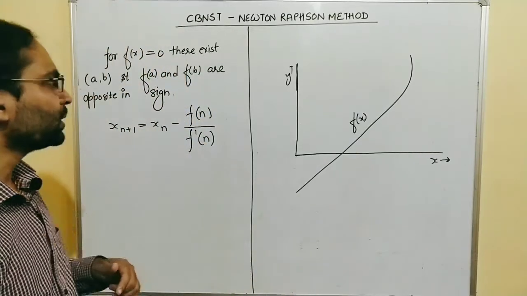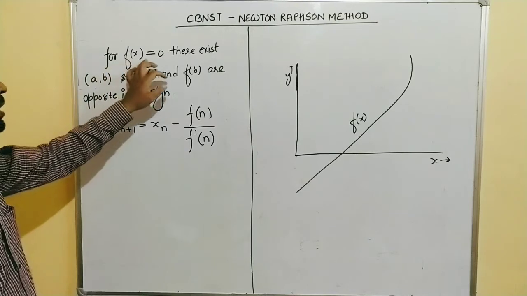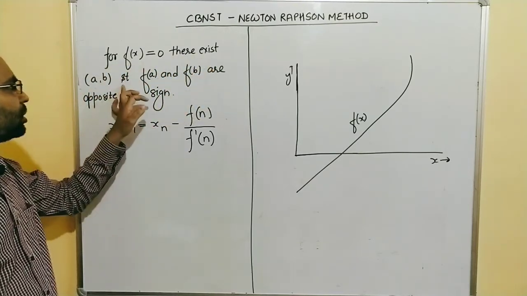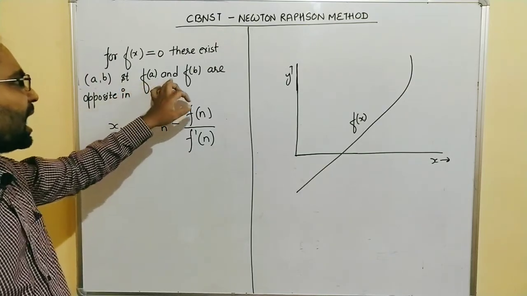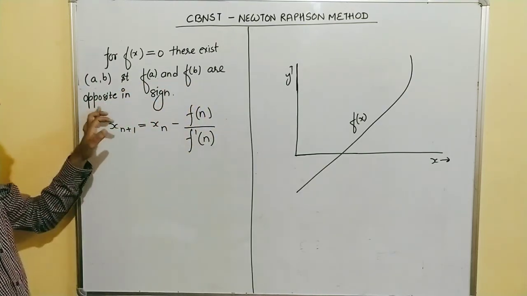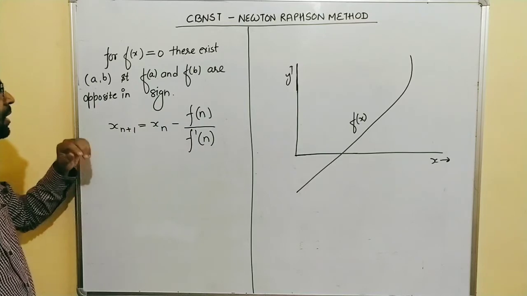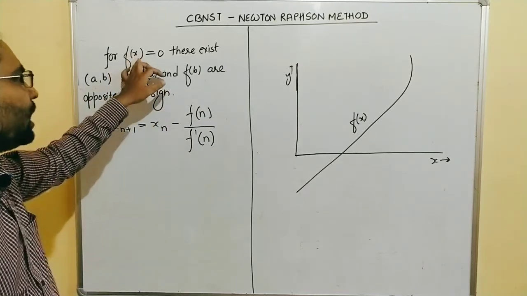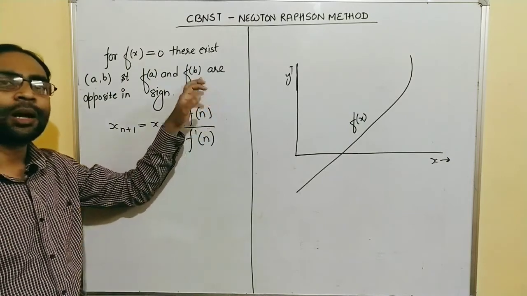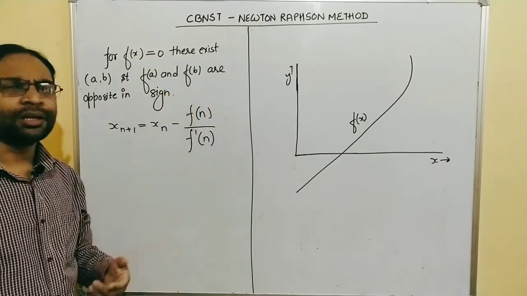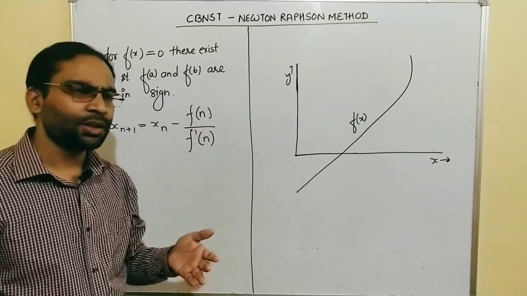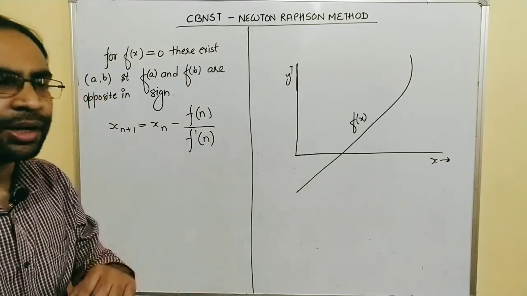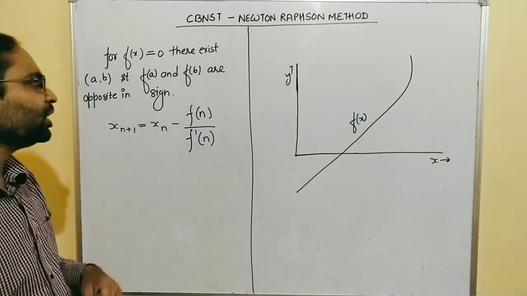So let's say, what is the method? For f(x) equal to 0, if there exists an interval a, b such that f(a) and f(b) have opposite signs. That means if the function's value at one endpoint and the function's value at the other endpoint are opposite in sign, similar to the condition in the previous methods, we have seen this in the bisection, in the regula falsi as well as in the iterative method. So this is one of the primary conditions.